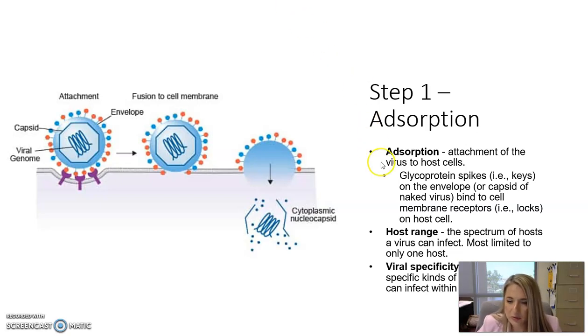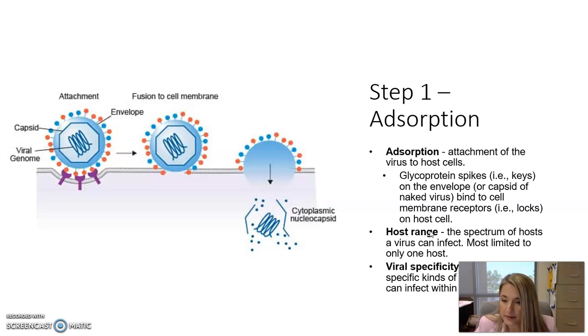So in regards to differentiating between host range and viral specificity, again, host range deals with what specific host a virus can infect. And then assuming that the virus is in fact in the right host, viral specificity refers to specifically what types of cells the virus is going to be able to infect or bind to.